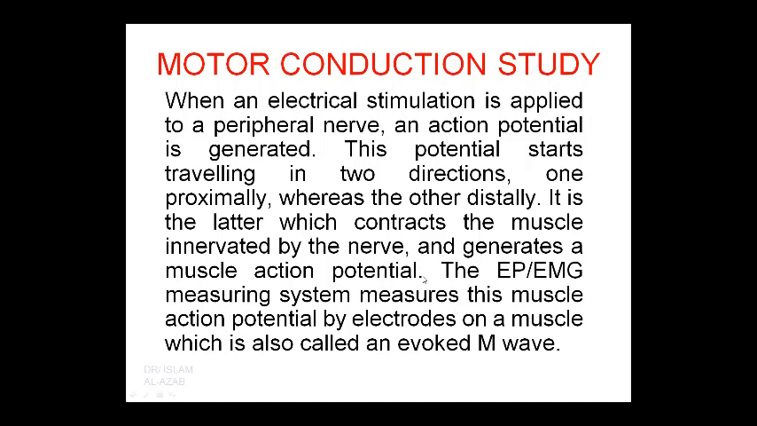When an electric stimulation is applied to a peripheral nerve, as we know, an action potential is generated. This potential starts traveling in two directions, one proximally, whereas the other distally. It is the latter, the distally, which contracts the muscle innervated by the nerve and generates a muscle action potential. The EMG measuring system measures this muscle action potential by electrodes on a muscle, which is also called an evoked M wave.